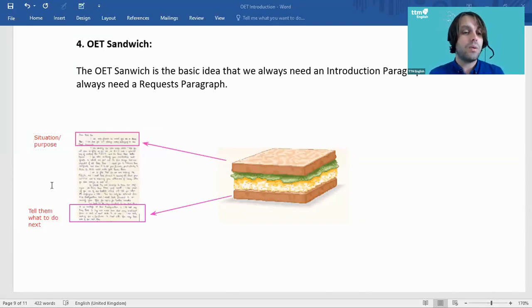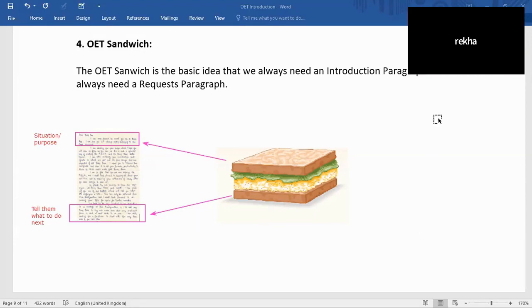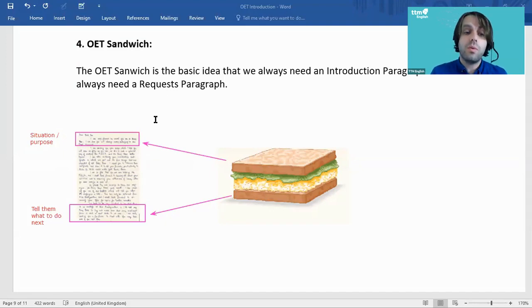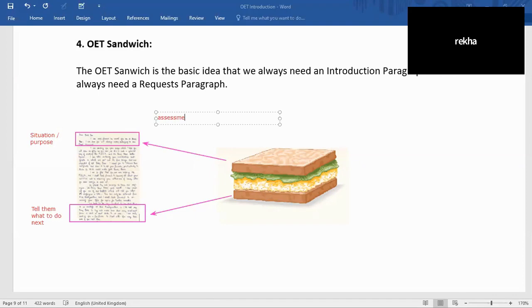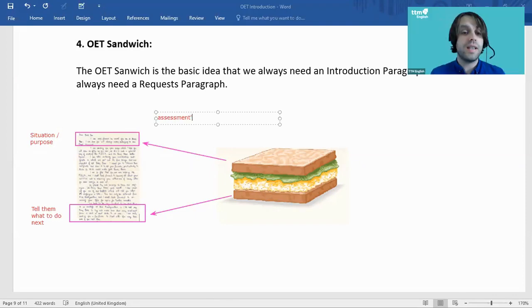Okay. Any questions about the OET sandwich? I don't think it's very complicated. Anyone have any questions? Yes. For example, in the introduction, I will write assessment and management. Do we have to use both words the same, assessment and management, in the request paragraph? That's a great question. And I think the answer is use the words from the case notes. If it says assessment, use assessment, or a synonym of assessment.